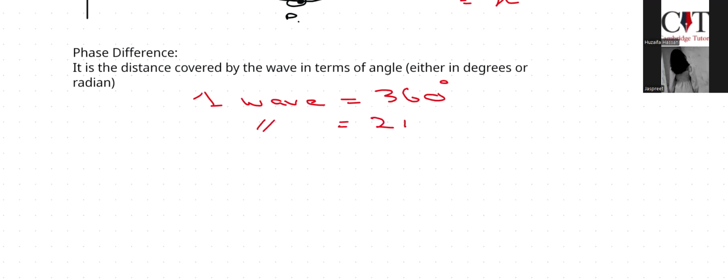So you know that we have two units of angle, degree and radian. It is up to the examiner in which unit they want the answer. If they are asking in radian, you say 2 pi. If they are asking in degree, you say 360. So one complete wave is equal to 360 degrees. The phase difference between two consecutive crests or troughs would be 360.